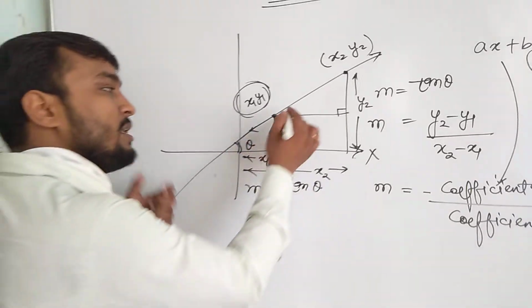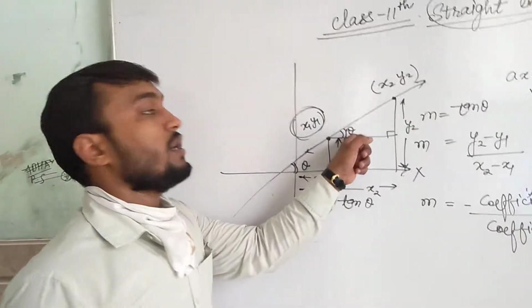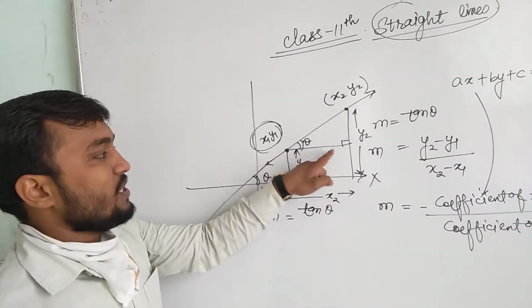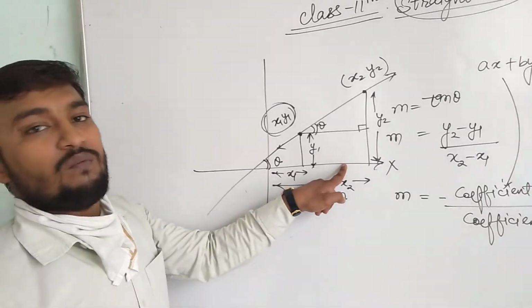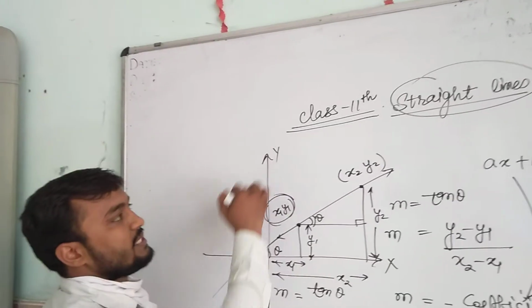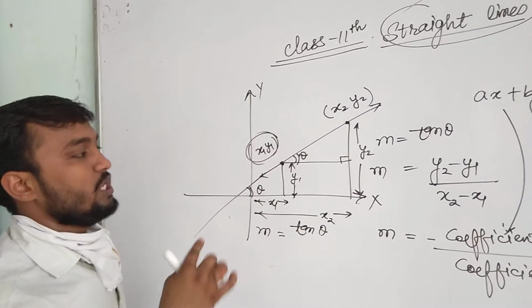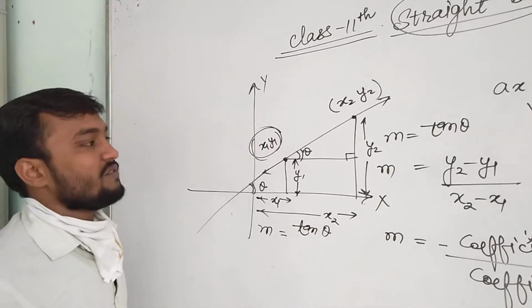If this angle is theta, then this angle will also be theta. Why is this angle theta? Because of corresponding angles. Why? Because this line is parallel to this line. Why is this line parallel to this line? Because this is the x-axis and this is the y-axis, and we know that the y-axis and x-axis are perpendicular to each other. Are you getting what I am saying, students?